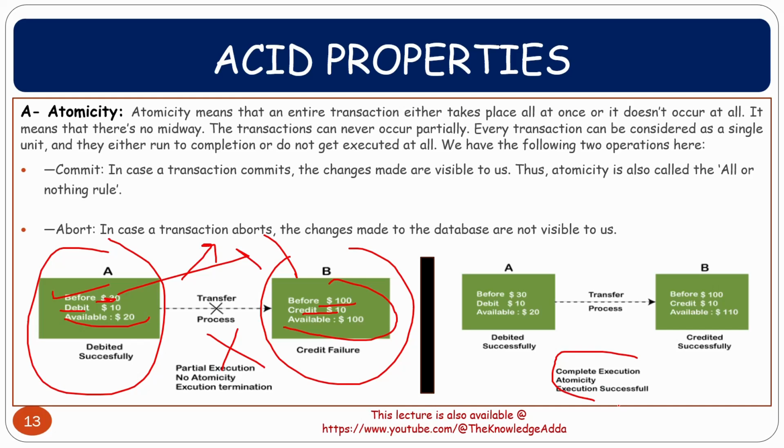Now just take a second example. Here balance is 20. Here available balance is 110. It means this is a completed execution. So this is an example of a transaction. Either the transaction will happen, or it will not.